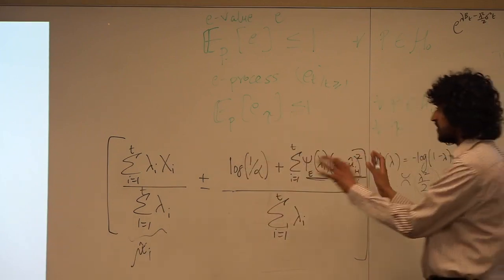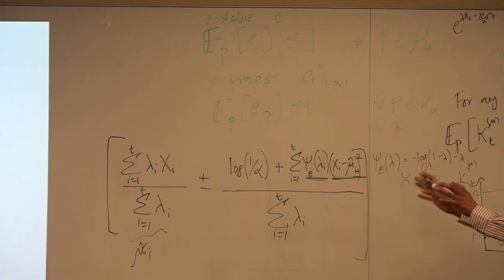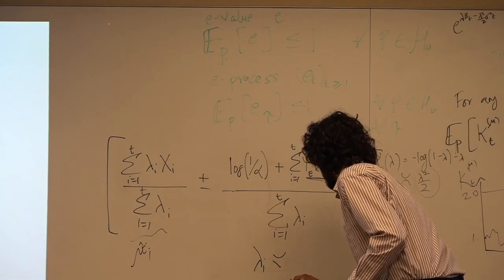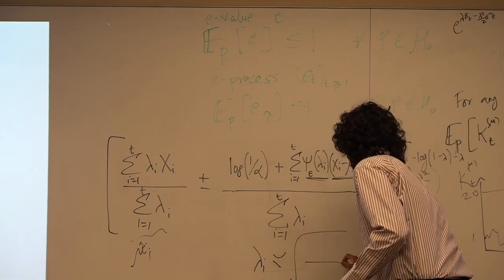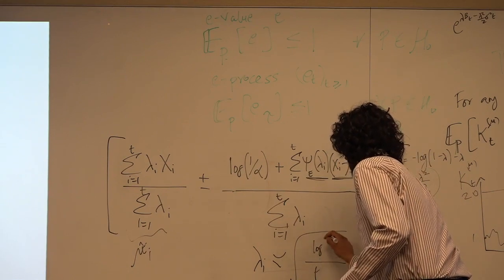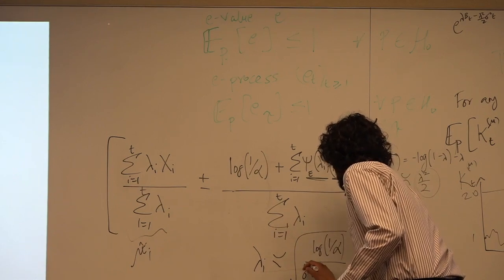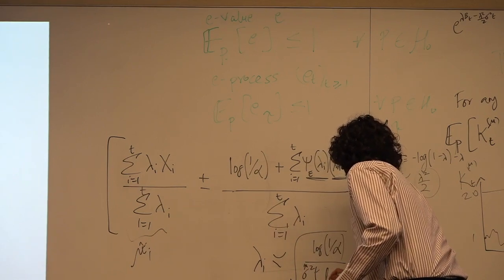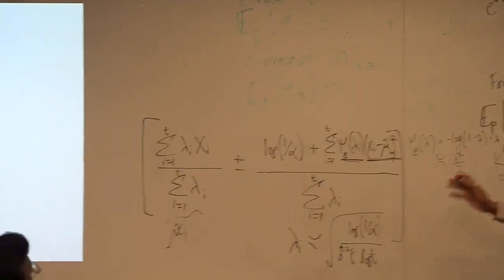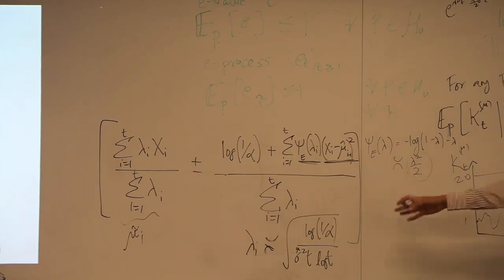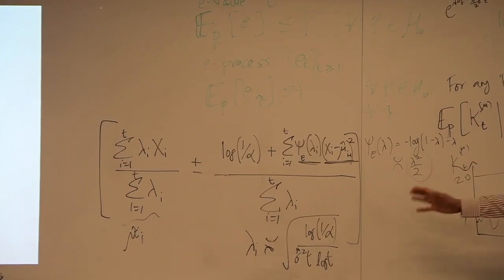But it turns out that if you set lambda_i appropriately, and what I mean by appropriately is you should set lambda_i like the square root of log 1 over alpha divided by sigma hat squared times t log t. So there's a particular way to set lambda_i. Why set lambda_i this way?